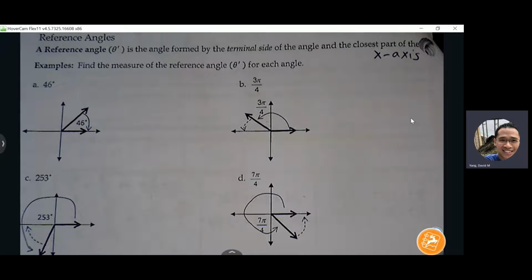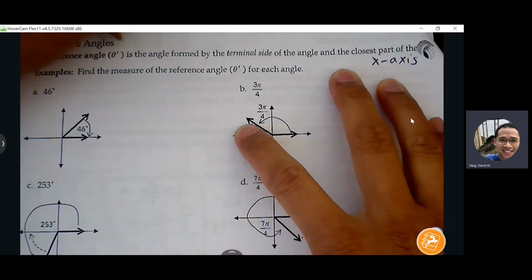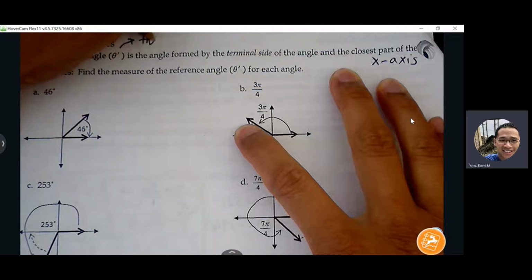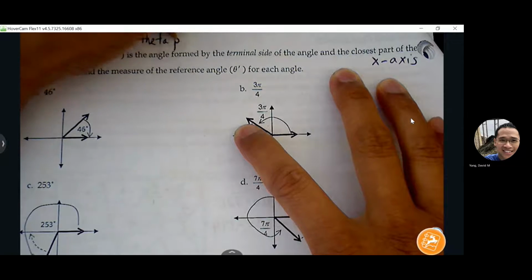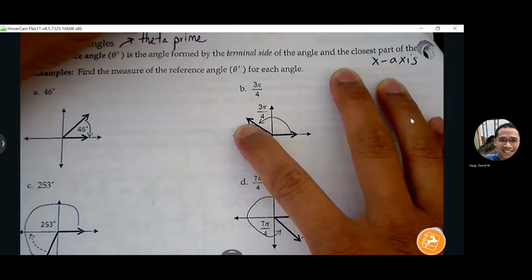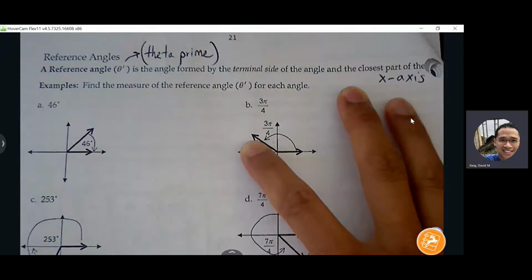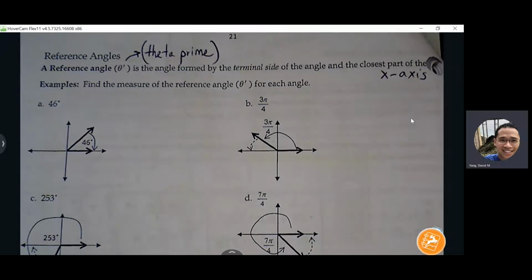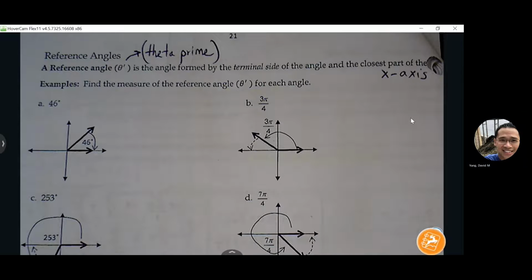And we're going to give a special notation for reference angle. We're going to call it theta prime. So that theta with that little apostrophe there, we call that prime. So the way we say it is, we say theta prime. So that's how we call that notation. Theta with that little apostrophe, theta prime. So that's the notation that we're going to give for reference angle.